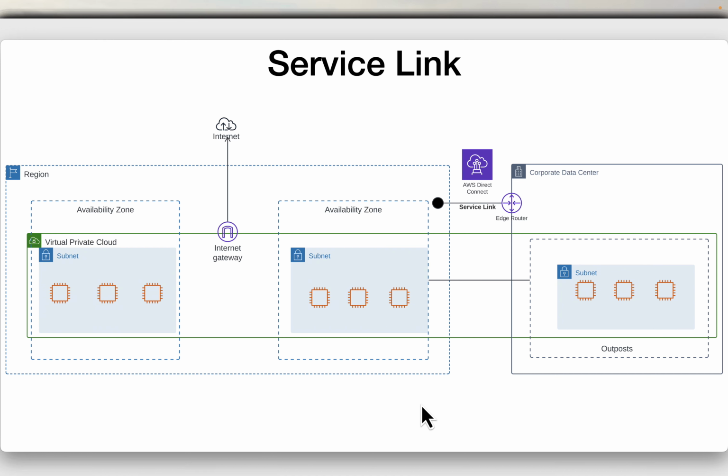So this is the example of service link. Herein this is an encrypted connection between the Outpost and your region. So this is your whole region, and this is an encrypted connection. It enables secure communication and data transfer. It's a high bandwidth low latency connectivity. This one is managed through the AWS console. This one makes sure of data confidentiality, secrecy and integrity. And this is an integral component of the AWS Outpost setup. So this is a mandatory component.